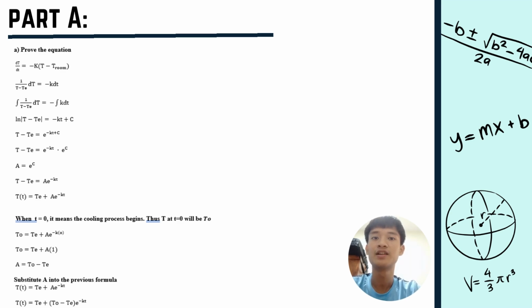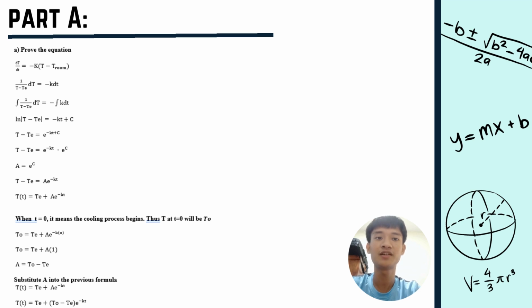After integration, we get the answer T minus T environment, which is room temperature, equals e to the power of negative Kt plus C. Right here there is an issue because we have 2 constants, K and C. We cannot have 2 constants in one formula, because we cannot find the answer. So we take e to the power of C and substitute it with A, a new unknown. A equals e to the power of C, and then we can substitute back into the formula: T minus T environment equals A multiplied by e to the power of negative Kt.